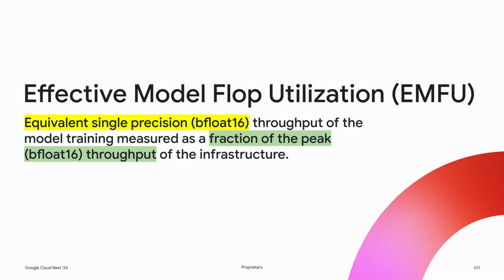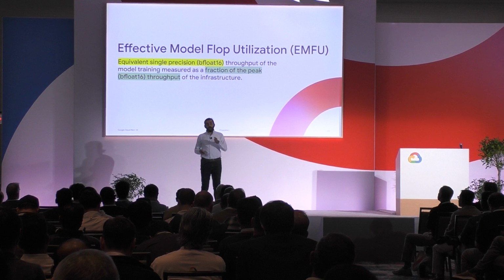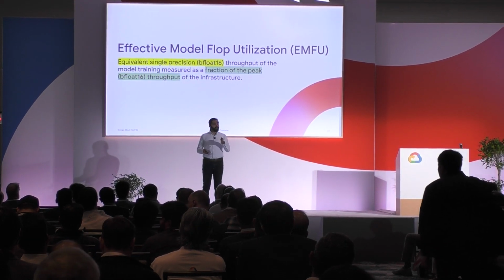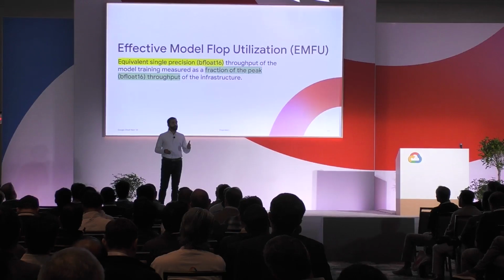Because when you drive an effective performance per dollar 25% more, you drive the cost down by 20%. And based on your training budget, this can be a significant number. So metric number one, effective model flop utilization. We need to know about that.